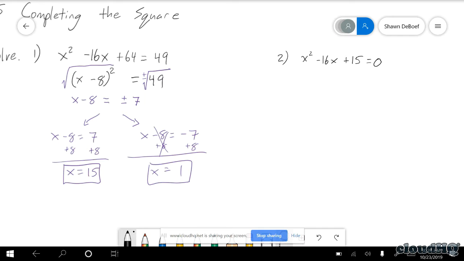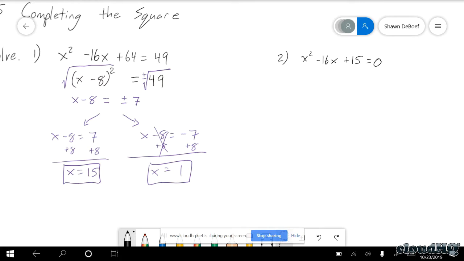Aren't they the exact same problem? This is the exact same problem as number 1. It's written slightly different because I have it set equal to 0. But if I would have taken number 1 and set it equal to 0, wouldn't it have looked like this? Yes, and if we were going to factor, I'd want it in this form. We are not factoring. I don't want it in this form.